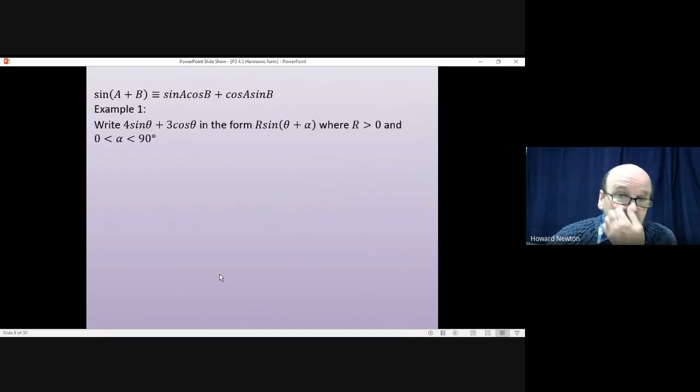Okay, I'll let you have a go at doing one of these yourself first. In this case, we've been told the values. a is 4 and b is 3. So we're writing 4 sine theta plus 3 cos theta, and this time it's in the form r sine (theta plus alpha). Again, we've got the addition formula for sine (a plus b) up here. We'll be using that just as before. I'll let you have a go. Pause the video and come back to me when you're ready.